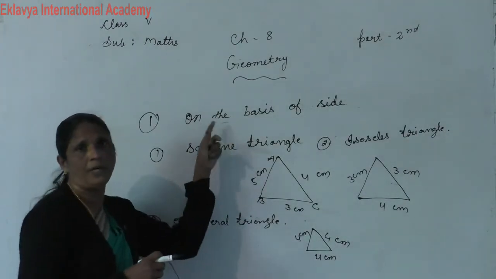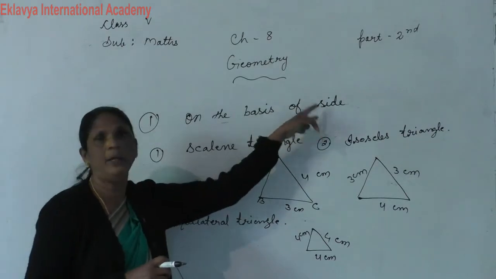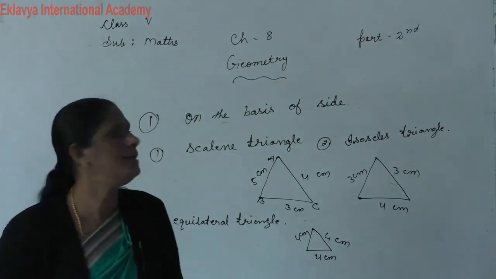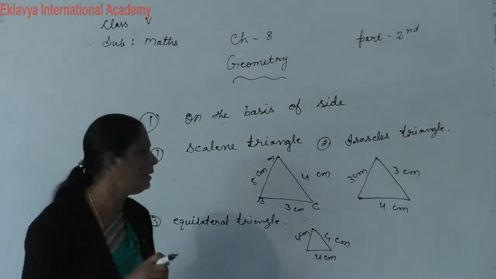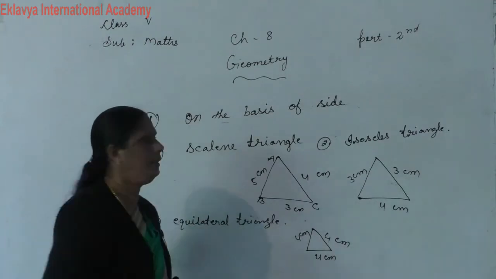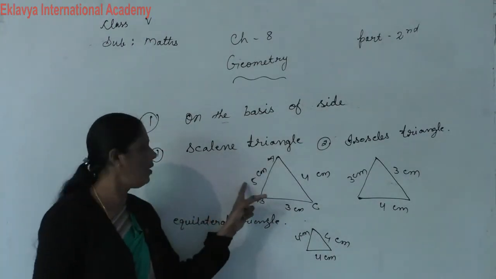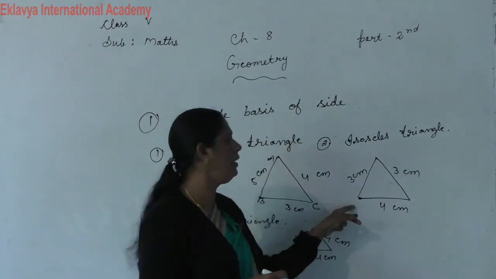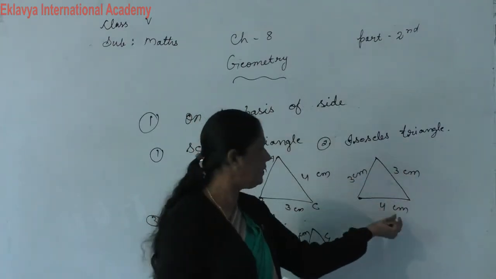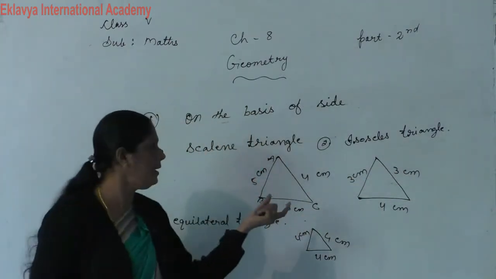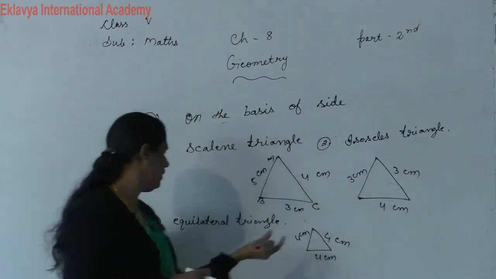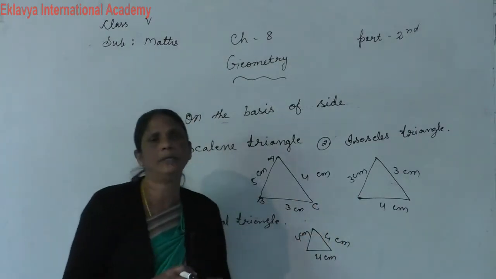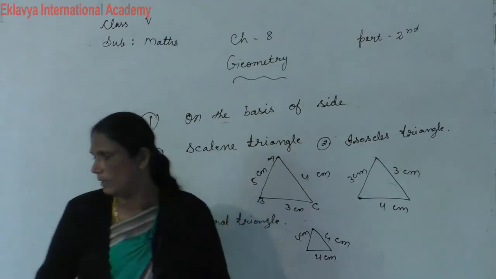Types of triangle. First, on the basis of side, triangles are divided into 3: scalene triangle, isosceles triangle, equilateral triangle. In a scalene triangle, the lengths of all sides are different. In an isosceles triangle, 2 sides are equal, the other side is different. In an equilateral triangle, all sides are equal.